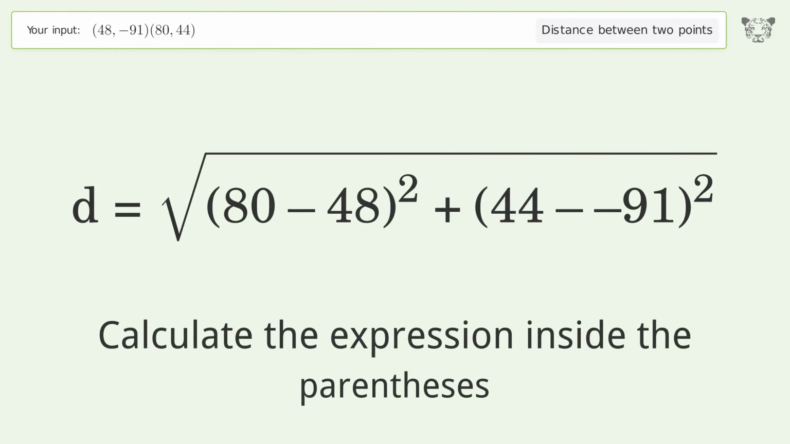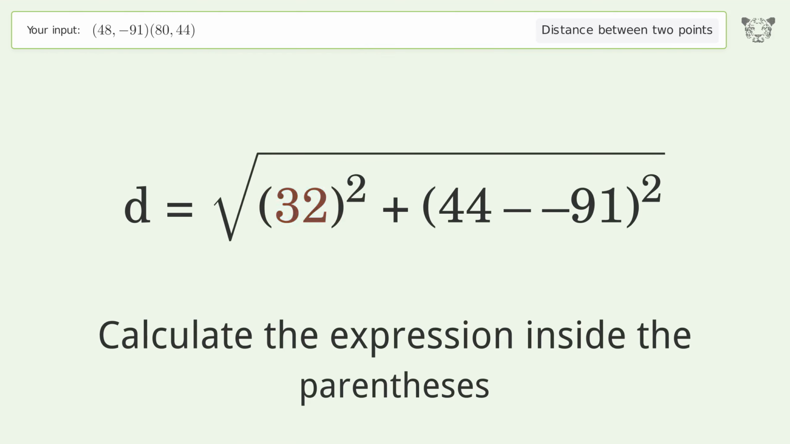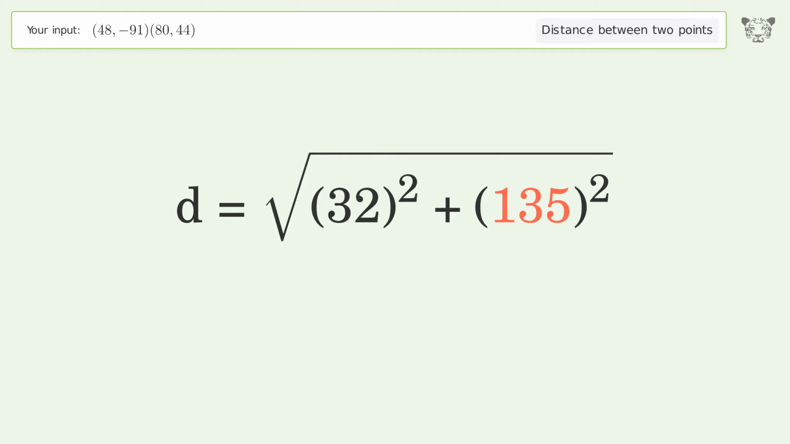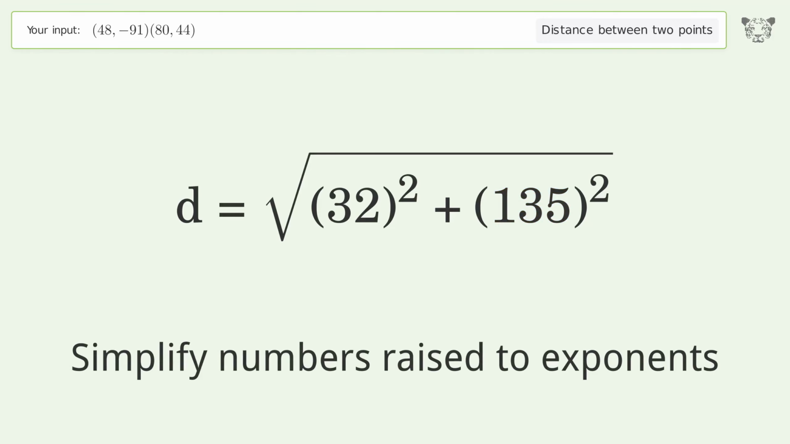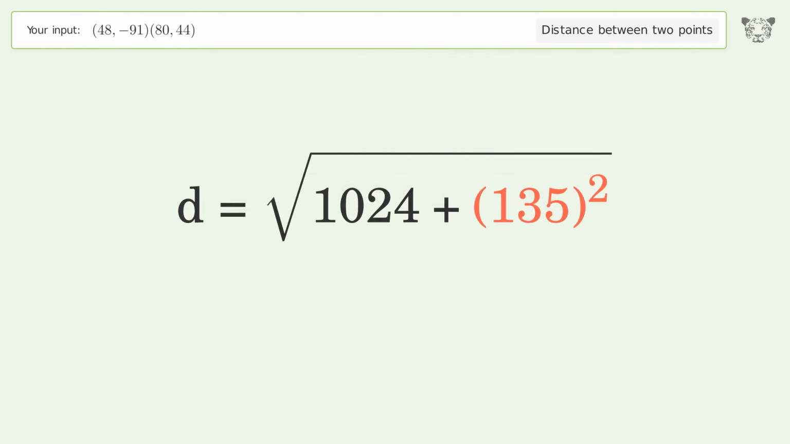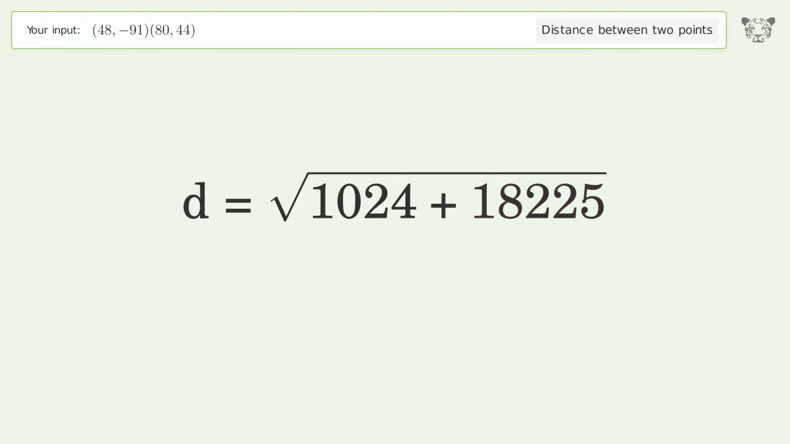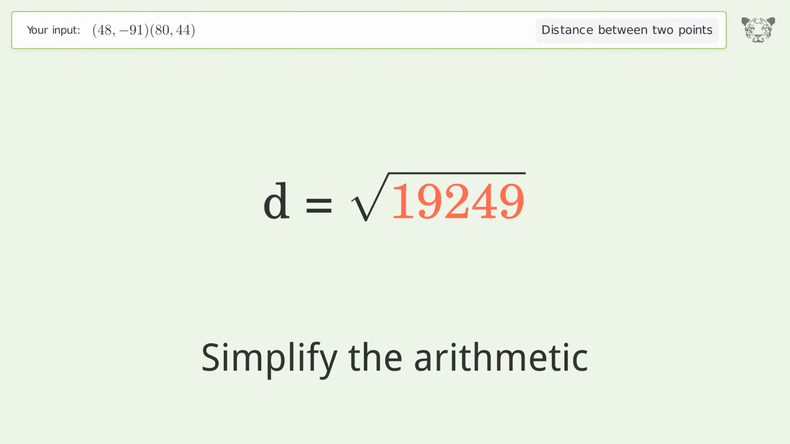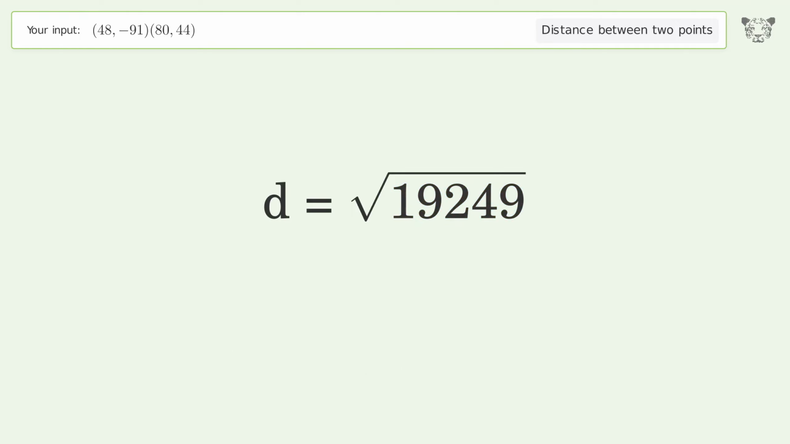Calculate the expression inside the parentheses. Simplify numbers raised to exponents. Simplify the arithmetic. And so the distance between the 2 points is the square root of 19,249 or 138.741.